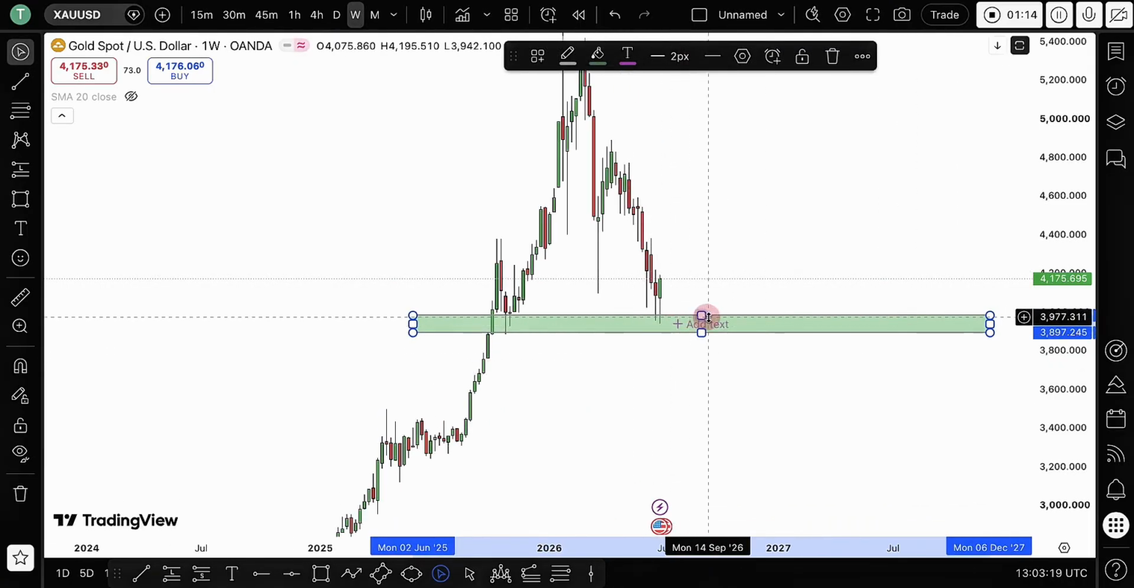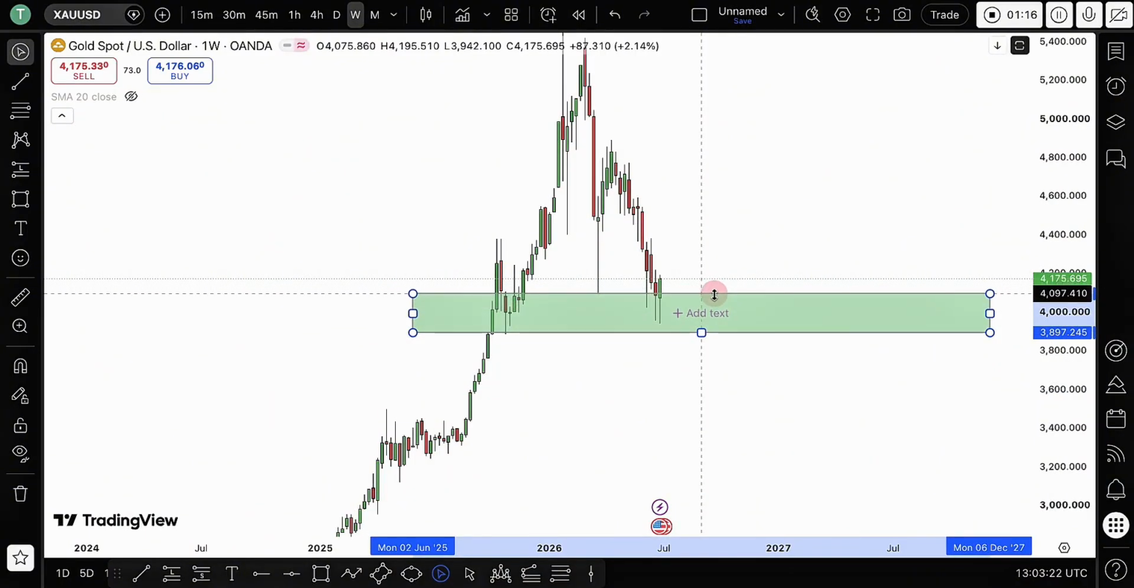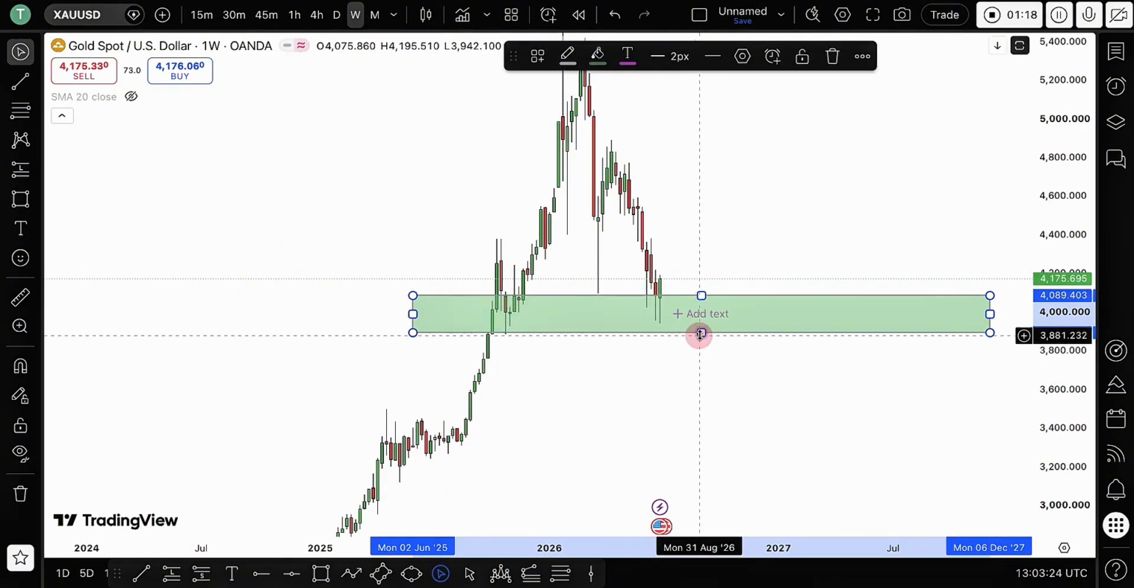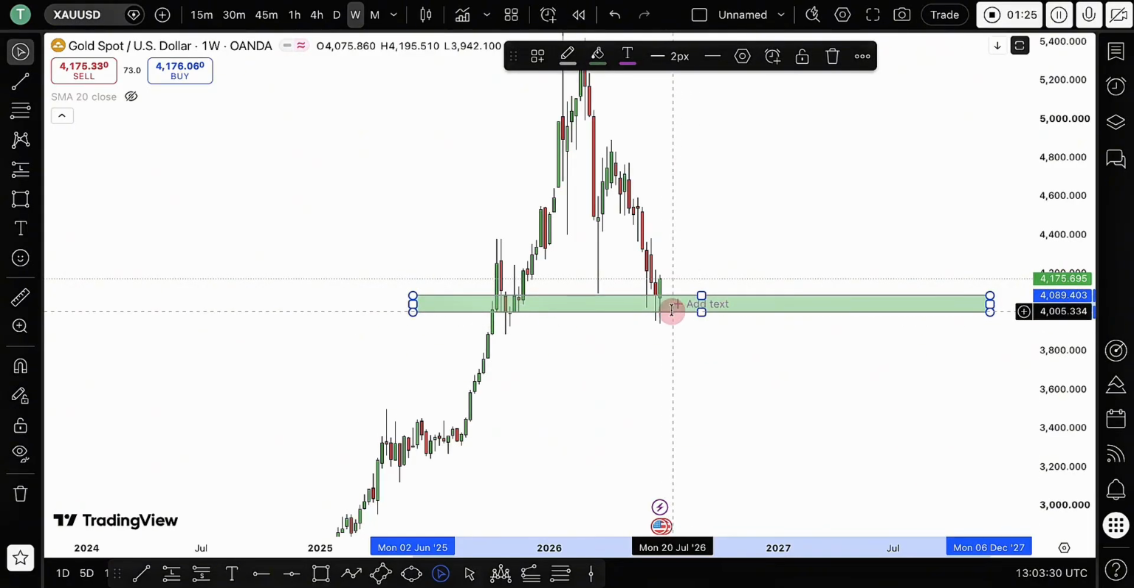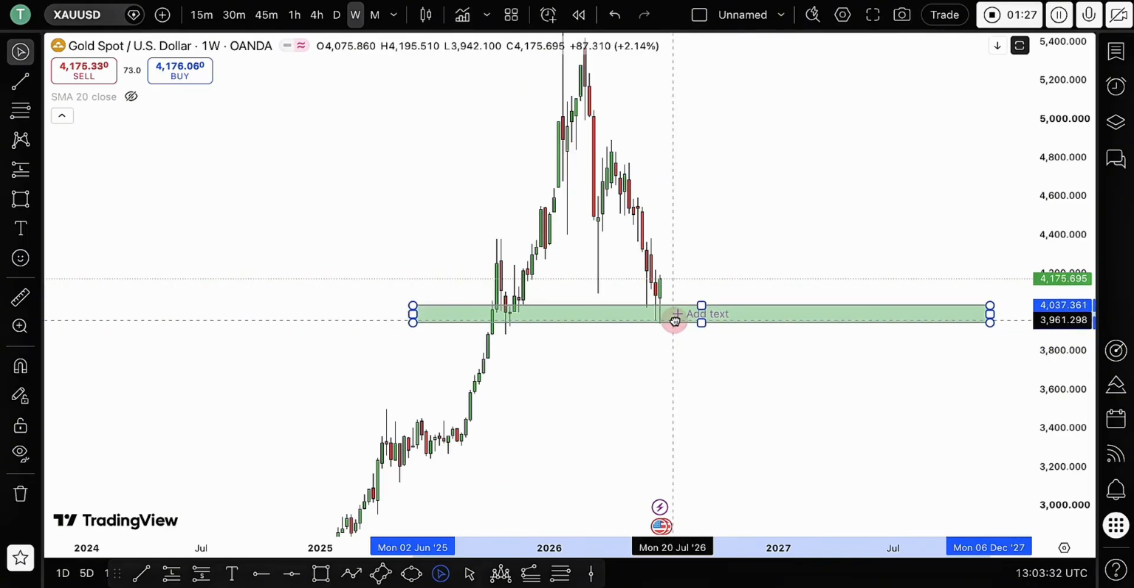And someone could say, okay, this is also an order block on the weekly time frame here as well. Here, someone would say this thing is liquidity, but for me this is just a support.